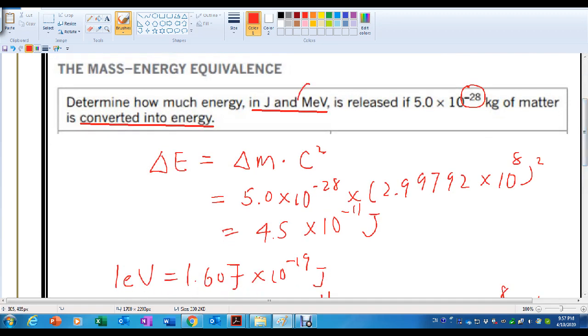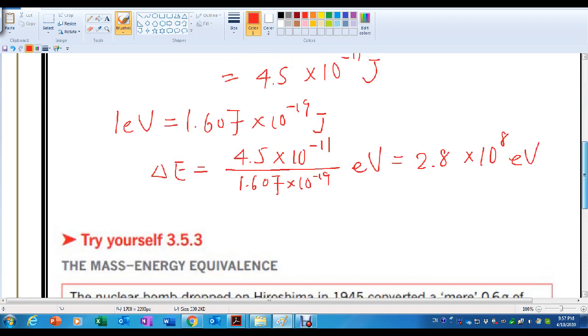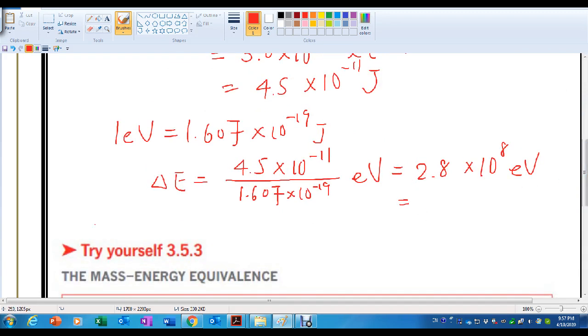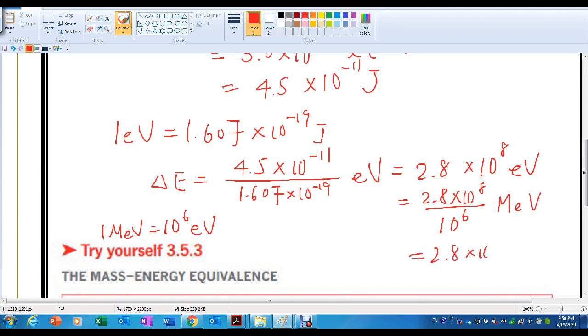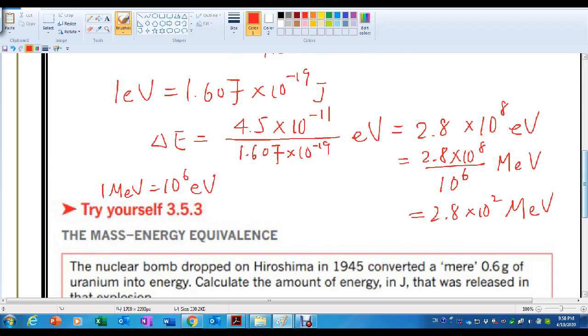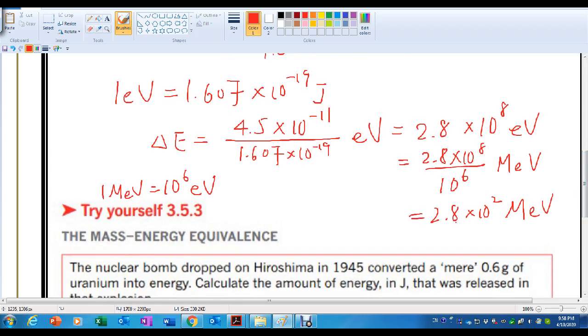But the question is about megaelectronvolt. So we know 1 megaelectronvolt equals 10 to the power 6 electronvolt. So when you try to change electronvolt into megaelectronvolt, you need to divide that by 10 to the power 6, right? So again, I divide that by 10 to the power 6, and this one changes to megaelectronvolt, and that's 10 to the power 2, because 8 minus 6 is 2. So that's the energy in terms of megaelectronvolt, so you answer the question.